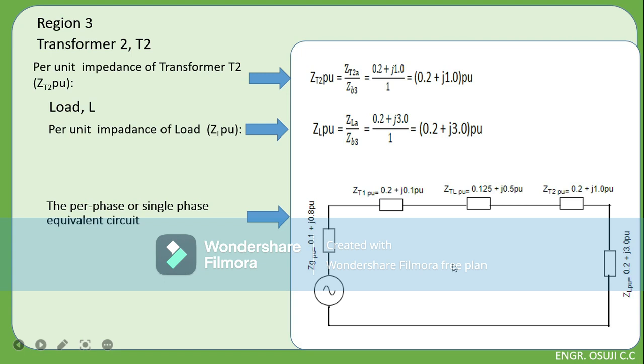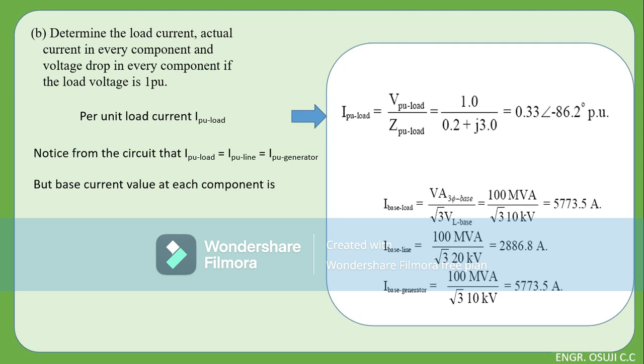Now we have dealt with one stage of the problem. Now, what is the second stage? Let's move. Now, the B part of the question says determine the load current, actual current in every component, and voltage drop in every component if the load voltage is 1 pu. So we have been told that the load voltage is 1 per unit. Wow. So if we know the load voltage, which is 1 per unit, we can calculate the load current.